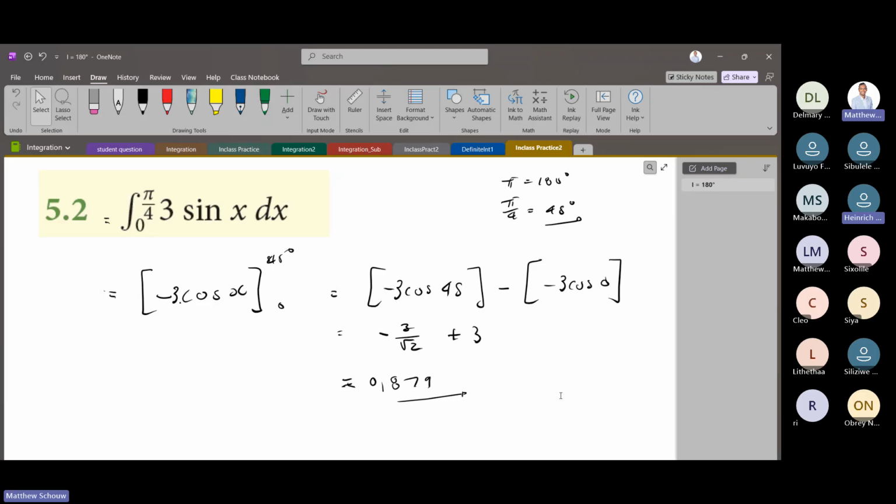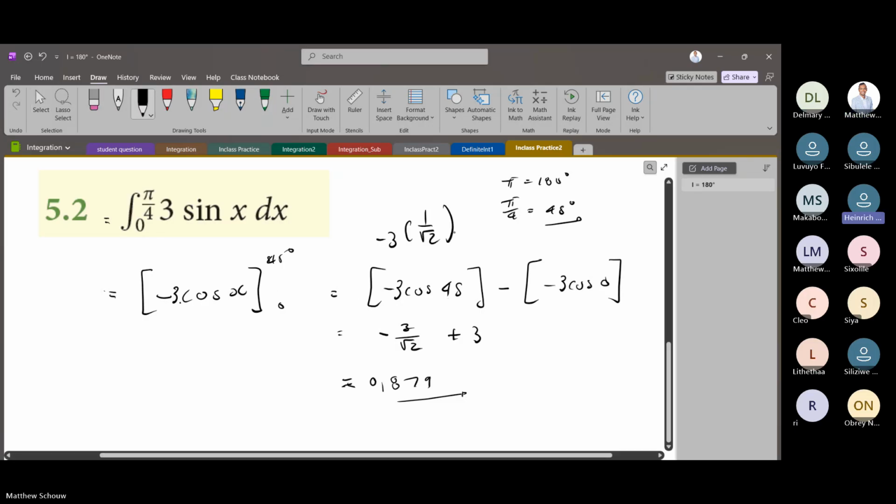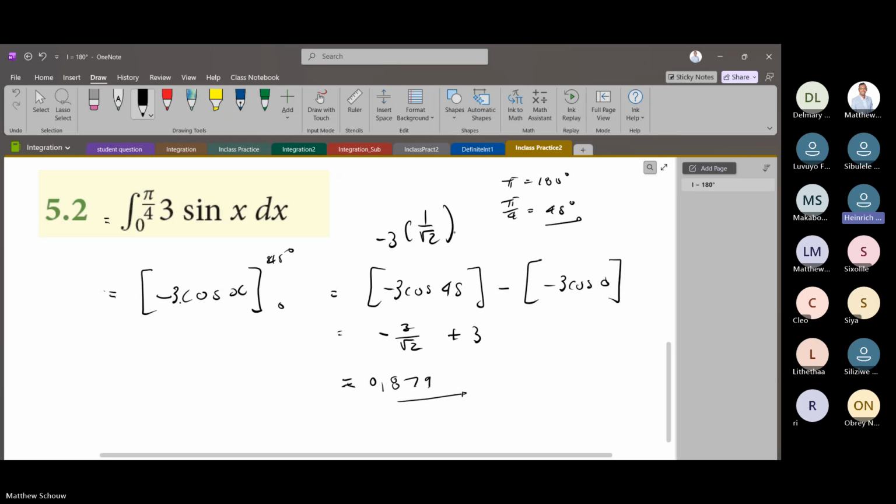There we go. So why did you write 3 over square root 2? Because it's minus 3 times 1 over root 2. When I put it in my calculator, I got 3 square root 2 over 2. It's the same thing. You did not know that? No, sir. Okay, so square root 2 over 2, no?